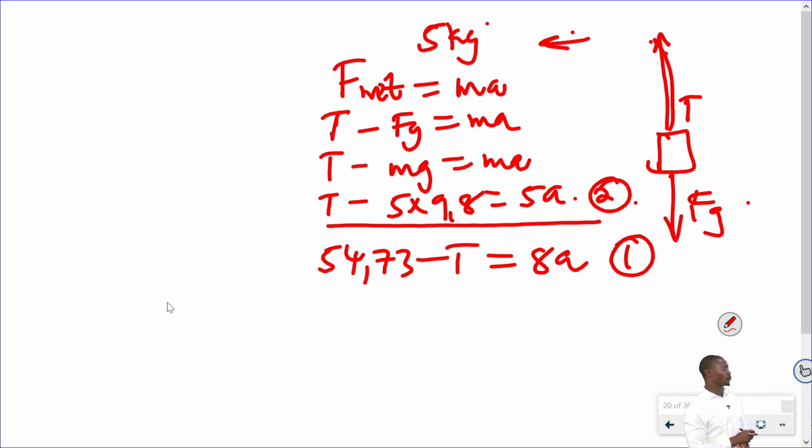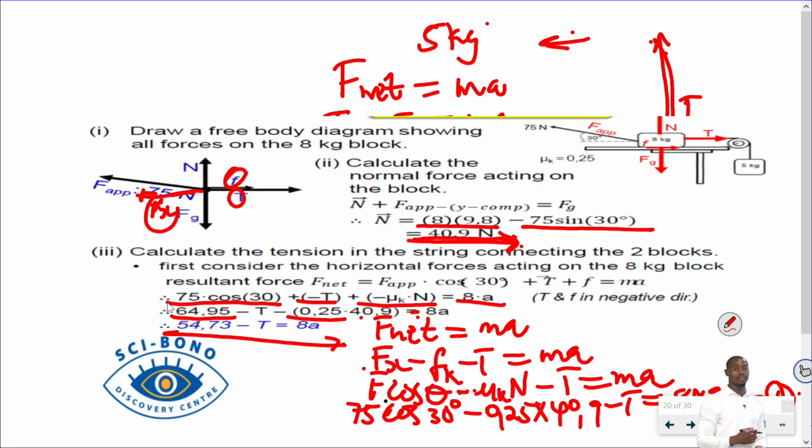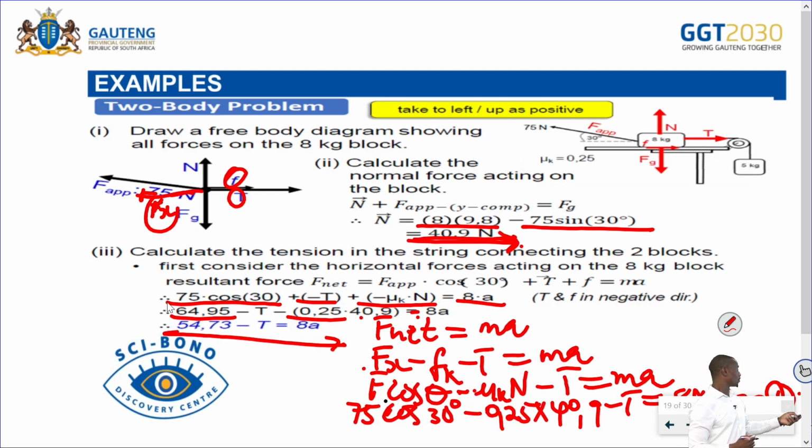So what can you do here to eliminate t? Not eliminate t, but what are they looking for here? Let's check the question: calculate the tension. So eliminate a, right? Some learners can start by finding a, and after finding a, calculate the tension. But let's just go straight to the point, because we are looking for the tension.